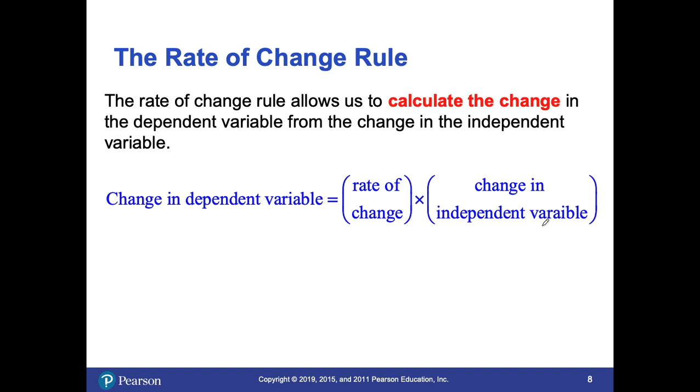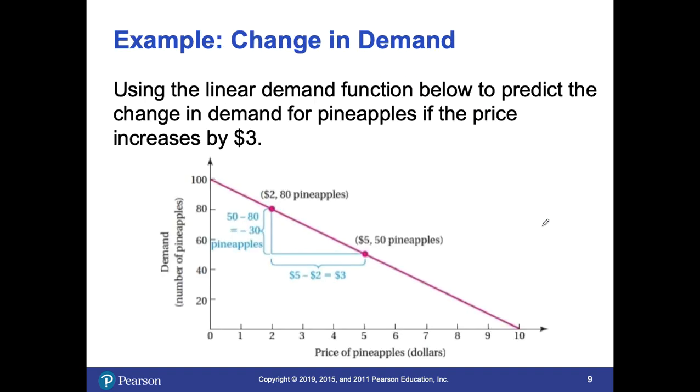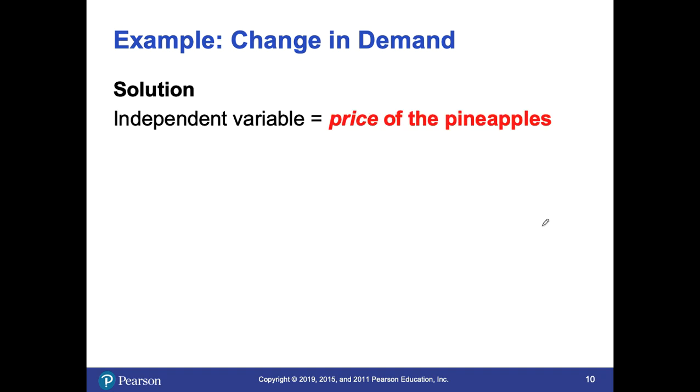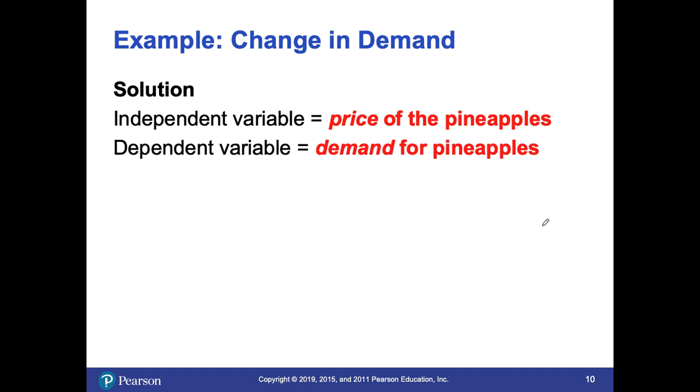But essentially, if we look at that same graph from before, let's go ahead and use the linear demand function below to predict the change in demand for the pineapple if the price increases by $3. It's pretty simple. All we simply have to do is recognize what's our independent variable. Again, it's the price of the pineapples. What that means is the demand for pineapples completely depends on the price for the pineapple.